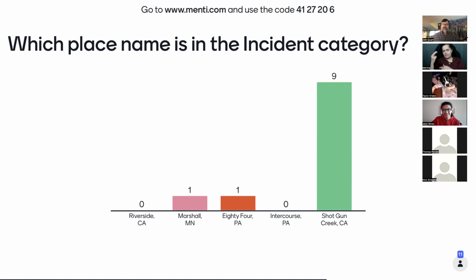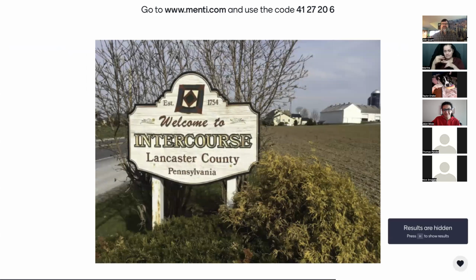Similar thing. Yes. All of these are real place names. In fact, yes, there is a place called Intercourse, Pennsylvania, which obviously refers to where two roads crossed. And that is how they named the place. Two roads crossed there.